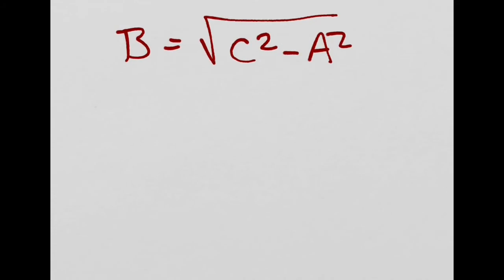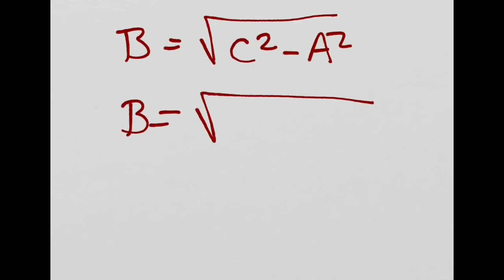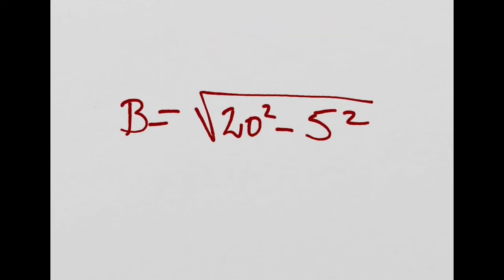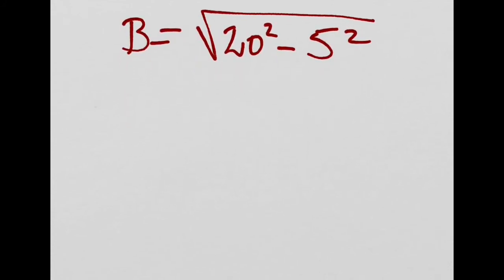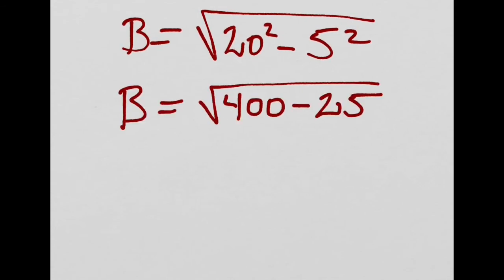So let's go back here. We've got to figure out what B is. We know that B is equal to the square root of 20 squared minus 5 squared. So let's figure out what this 20 squared is, and what this 5 squared is. Just pull out my calculator, one sec. So 20 squared is equal to 400, 5 squared is equal to 25, so B is equal to the square root of 400 minus 25.